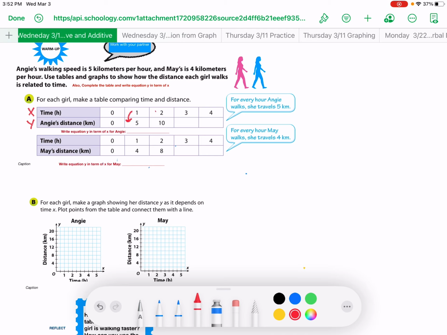And then 2, how do you get 2 to 10? That would be times 5. So the rule here is times 5. X times 5. 3 times 5 is 15, and 4 times 5 is 20.